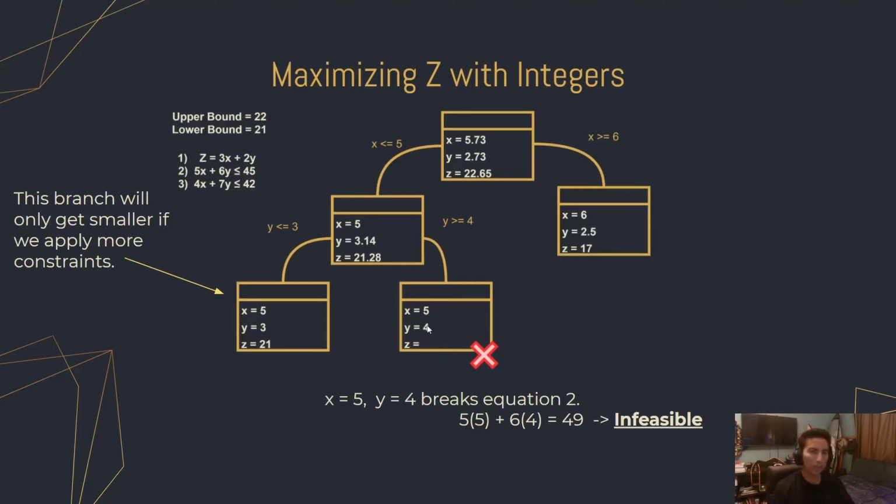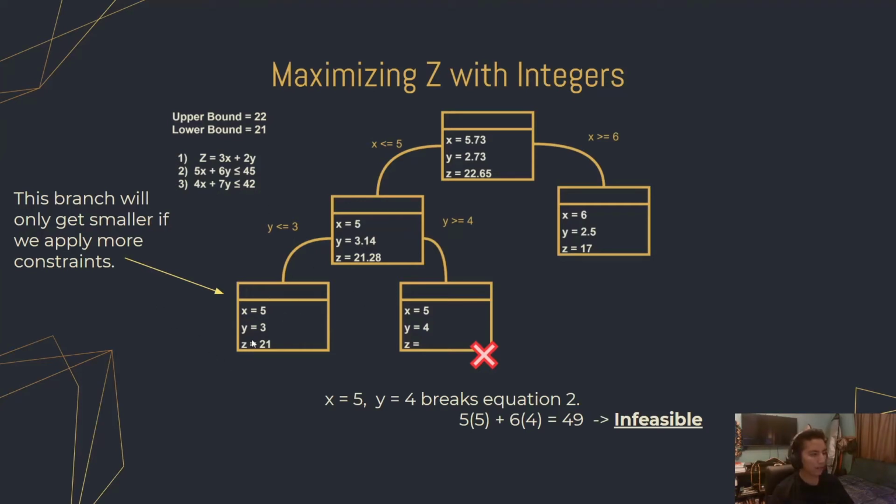And over here, I find a solution when I apply a constraint of y is greater than or equal to 4. So I find basically that it breaks equation 2, right? So if we plug this into equation 2, we get 49, which is bigger than 45, so it breaks that constraint. So therefore, it's not a feasible solution. And remember, every time I branch, I'm applying a new constraint. So at this branch here, I was applying y is greater than or equal to 4, x is less than or equal to 5, and equations 2 and 3, right? So every branch that I do has to apply to every previous constraint, right?